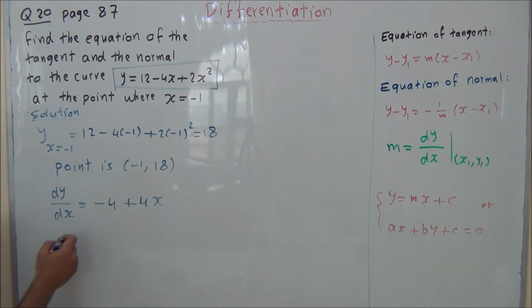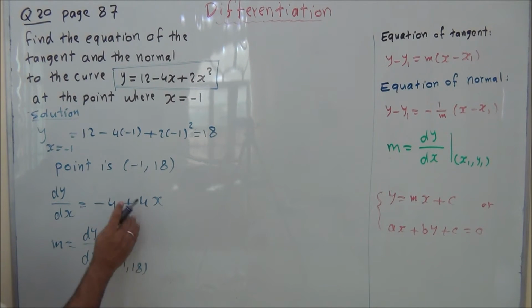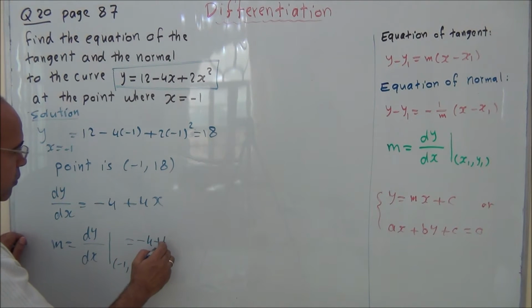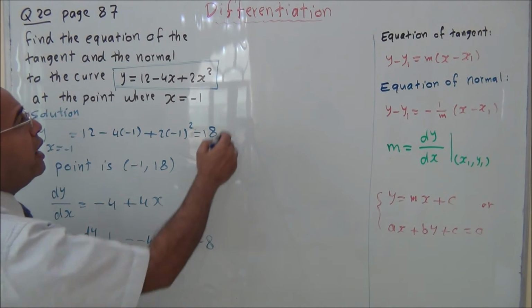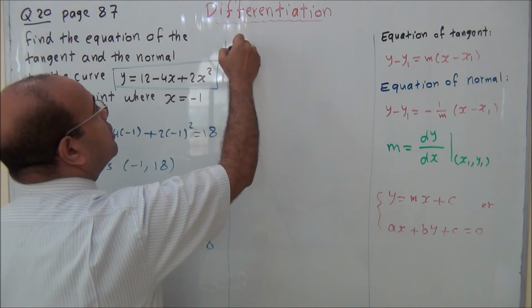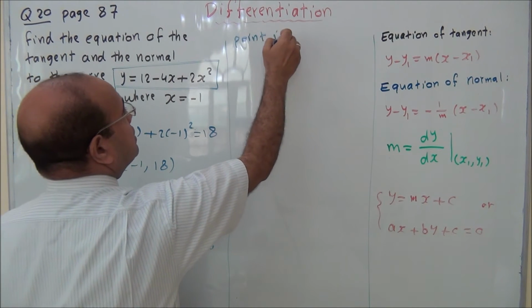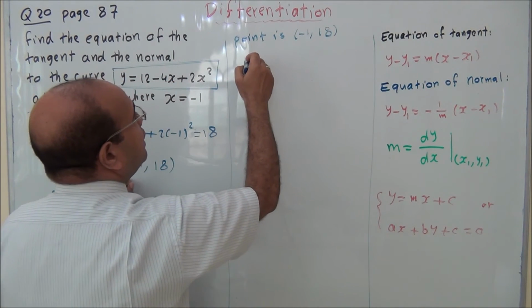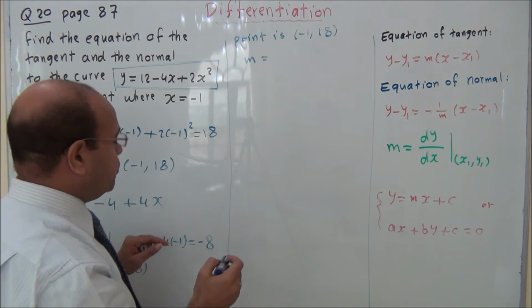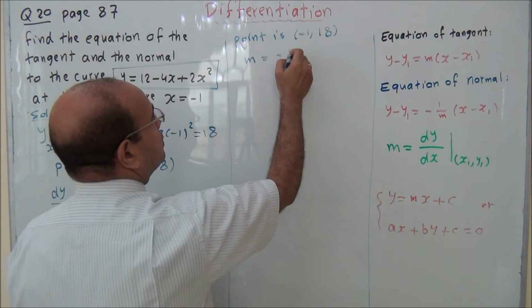At our point, denoted by m, so m equals dy by dx at the point negative 1 and 18. Just replace x by negative 1 in dy by dx. So negative 4 plus 4 times negative 1. Negative 4 and negative 4, it's negative 8. Now we have the point, negative 1 and 18, and the gradient of the tangent at this point is negative 8.